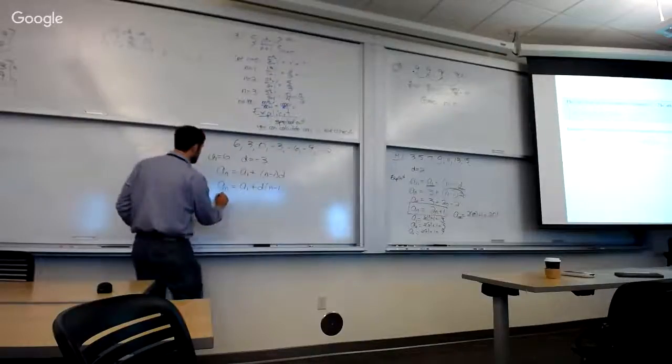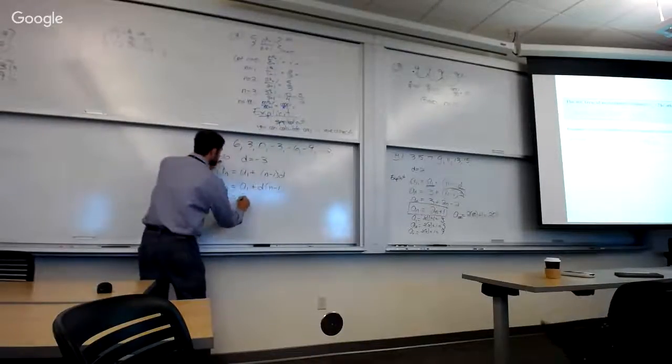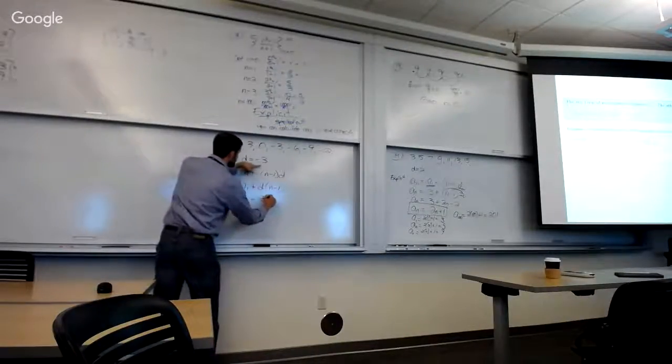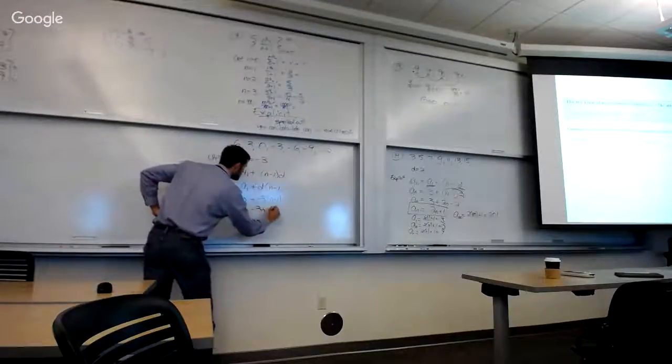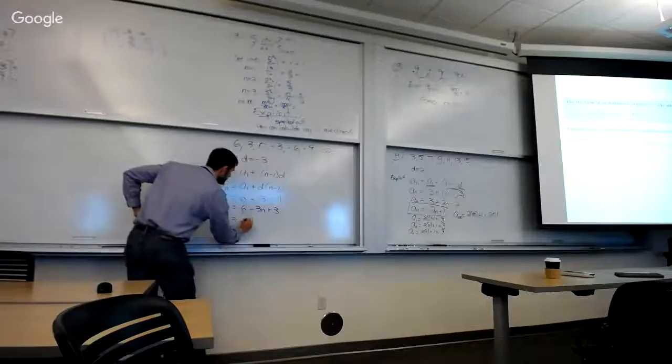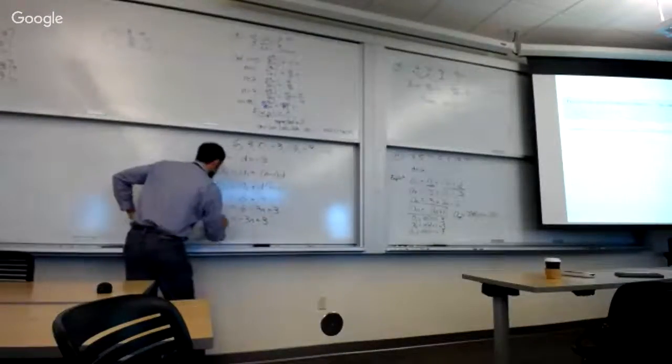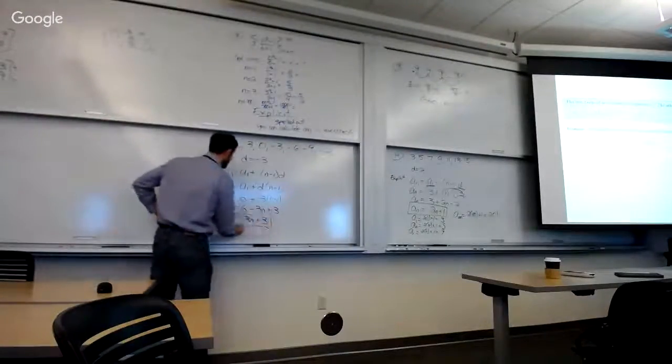So I've got my formula here. My nth term would be the first term, which is 6, plus -3 times n minus 1. And then I get 6 minus 3n plus 3, which would be -3n plus 9. So there's my explicit formula for that sequence.